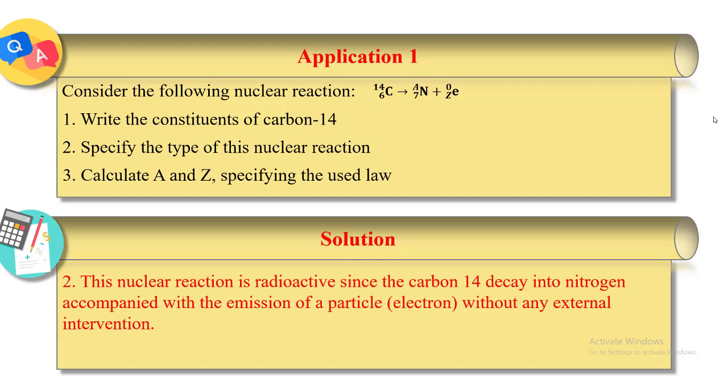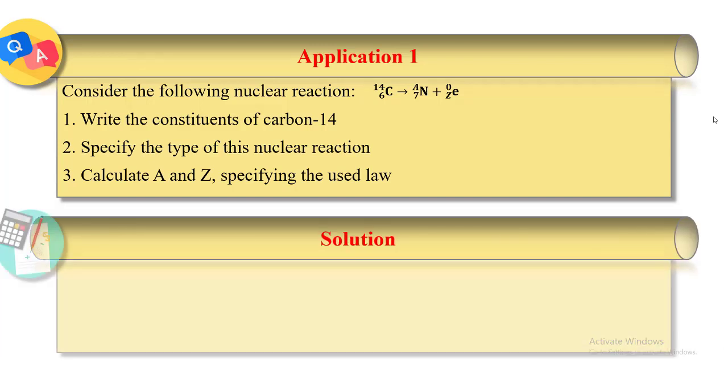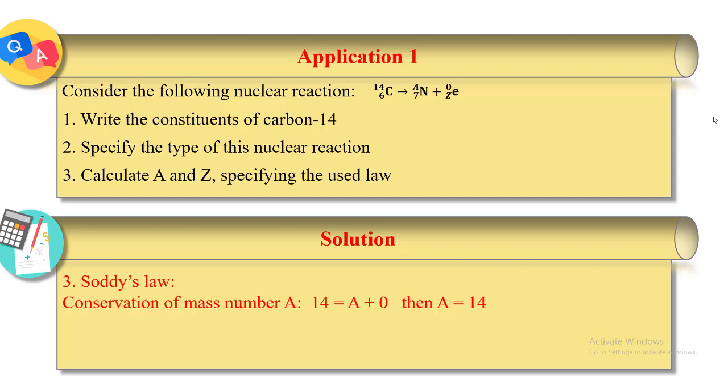This reaction is a radioactive nuclear reaction, since the carbon 14 decays into nitrogen 14 accompanied with the emission of a particle without any external intervention. The last question asks us to determine A and Z using a specific law. The specific law is Soddy's. From the conservation of mass number, we can calculate A. In the reactant, we have 14 nucleons, and in the product, we have A plus 0. So A is equal to 14.